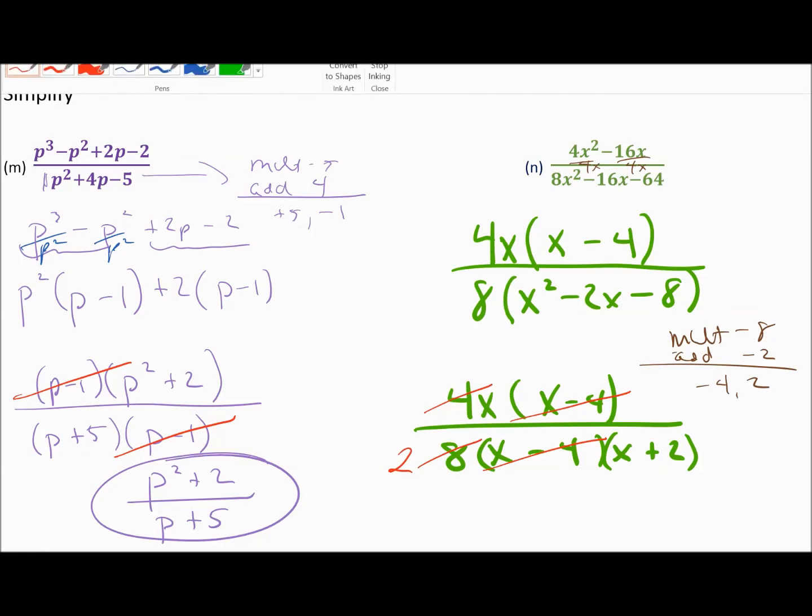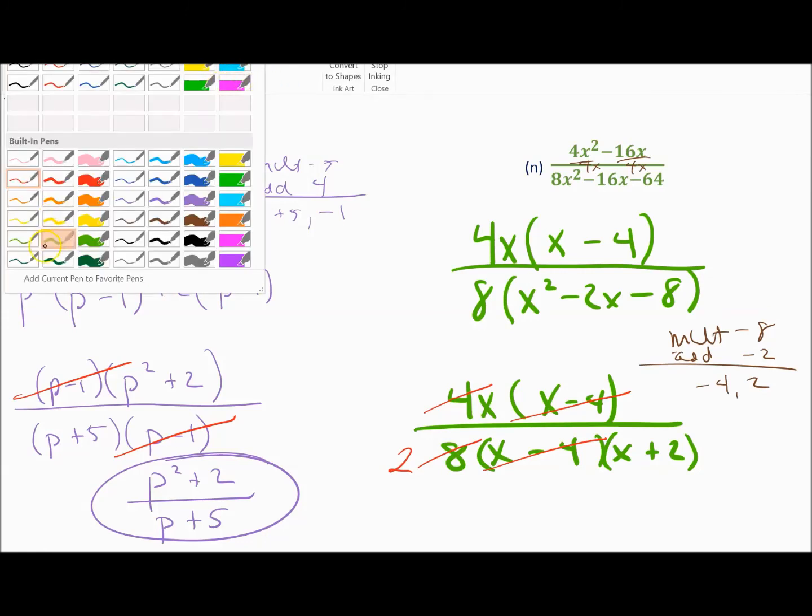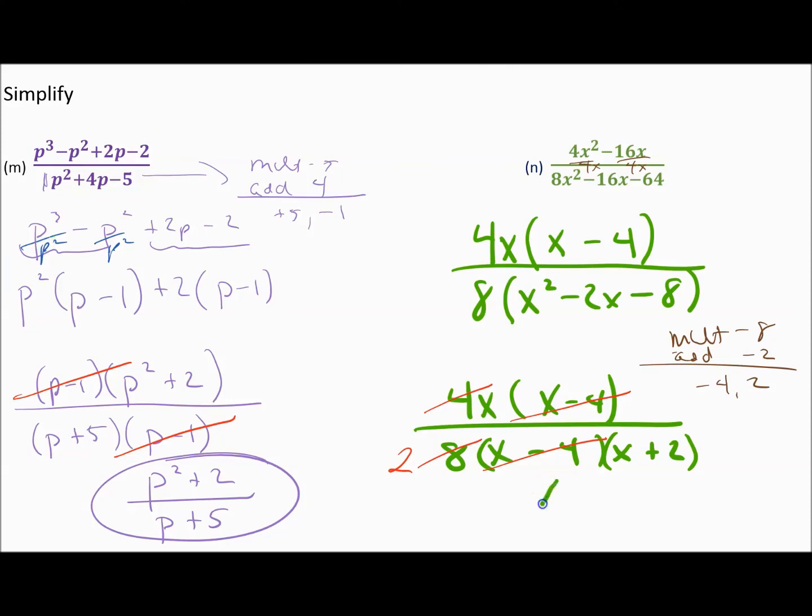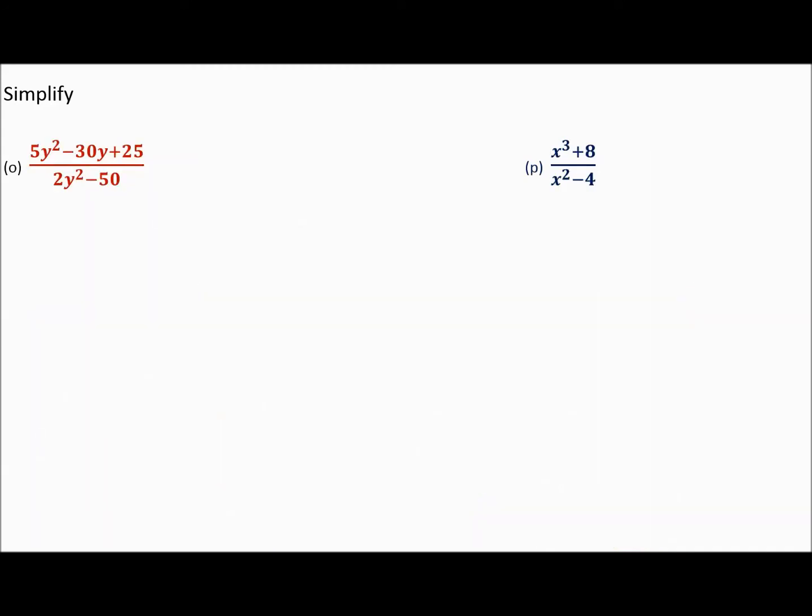So let's see what we have remaining and write that as our final answer. In the numerator, I still have an x. At the denominator, I have my 2 in red here and x plus 2. And that is my final answer for question N. So the more examples you see, the better you get.